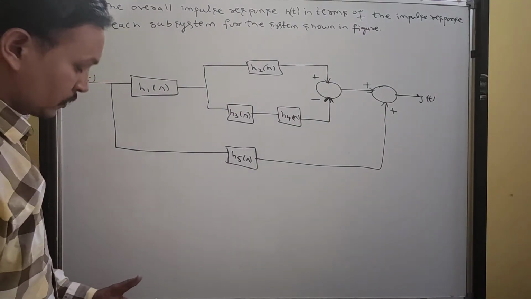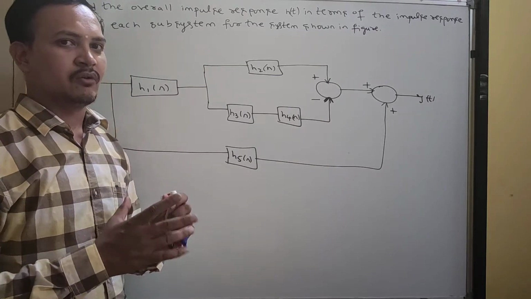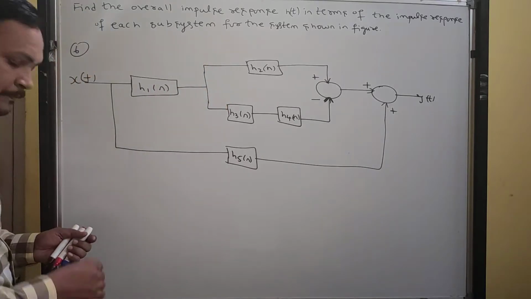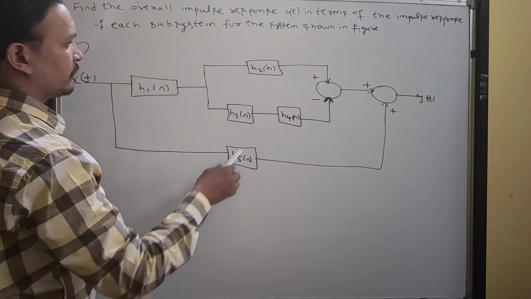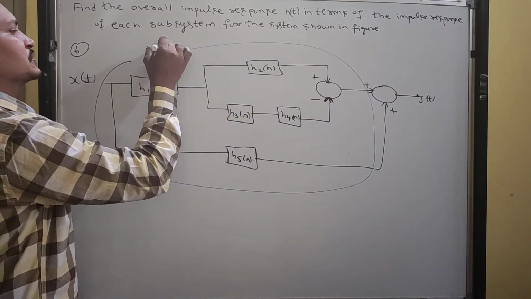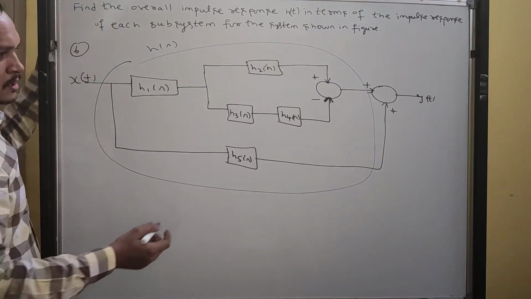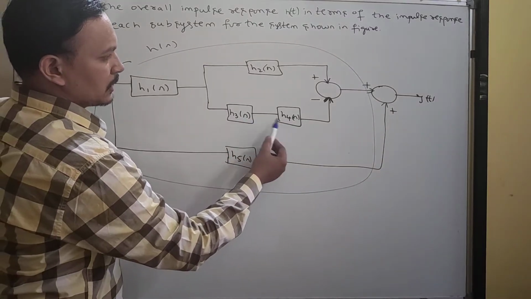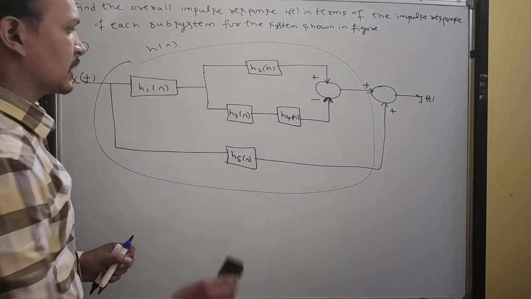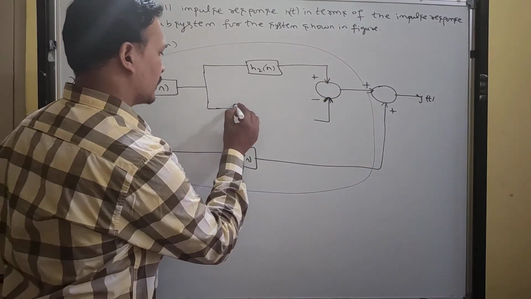So now you should write the overall equation. What is the overall impulse response of each subsystem? Finally, what is this everything? This everything is H of n. You write the equation for that. Understood? No question. Now these two are connected in series. What can I write? Convolution. So I will take a block.